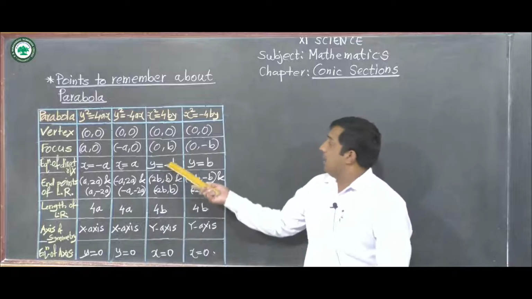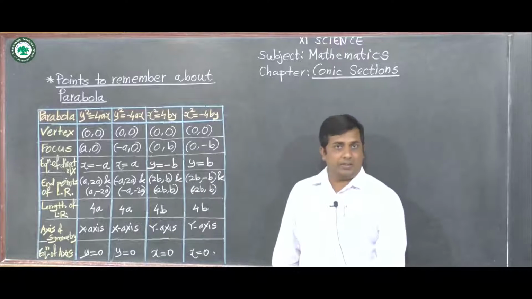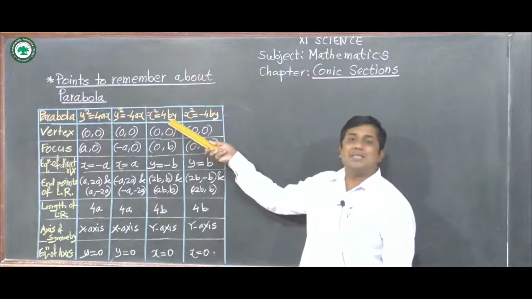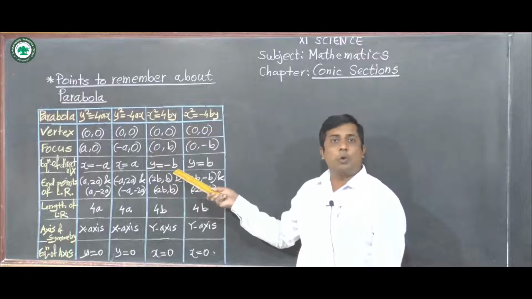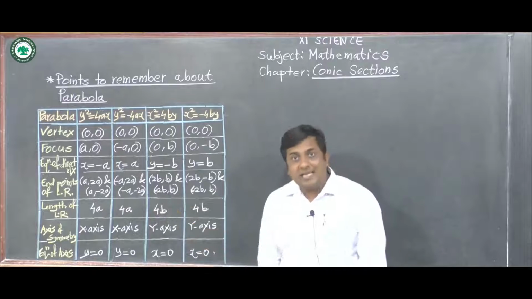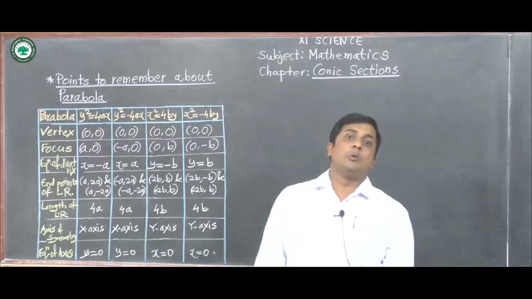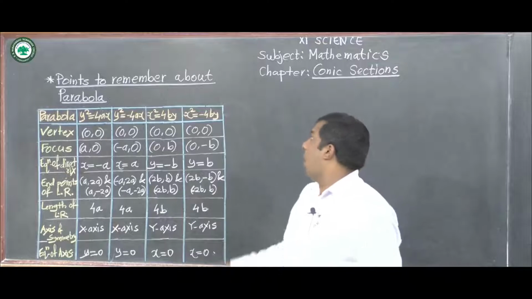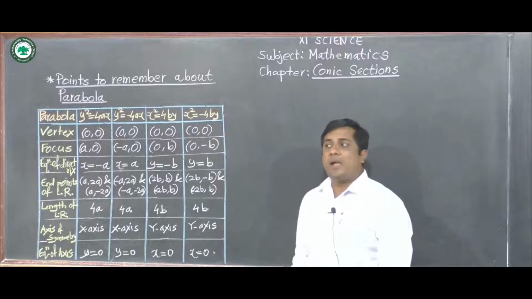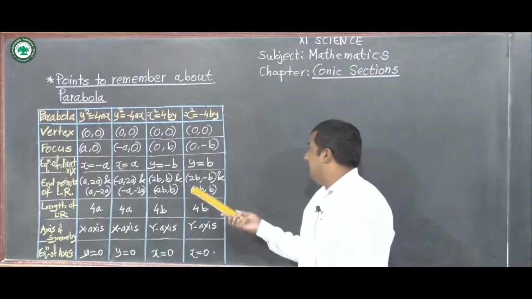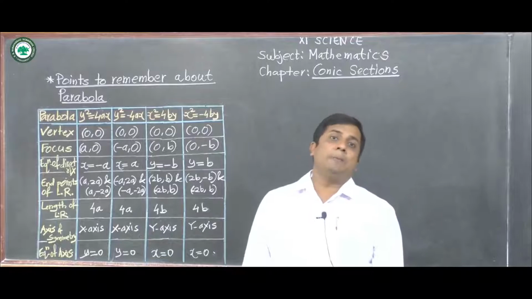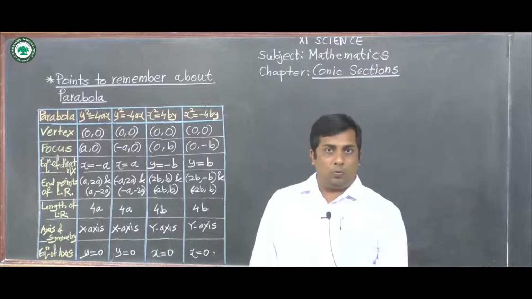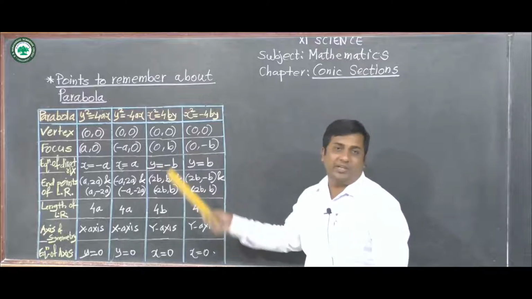Next, the equation of the directrix. For x square is equal to 4by, we consider y is equal to minus b, that is y plus b is equal to 0. And for x square is equal to minus 4by, it is y is equal to b, that is y minus b is equal to 0. So these are the equations of the directrix.